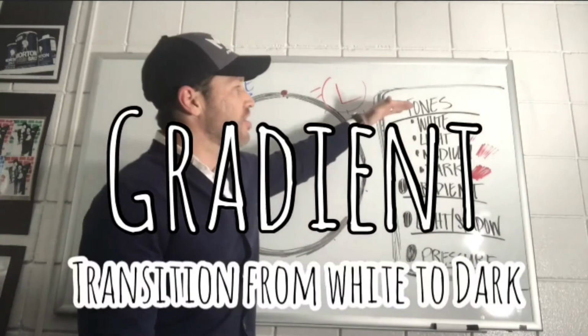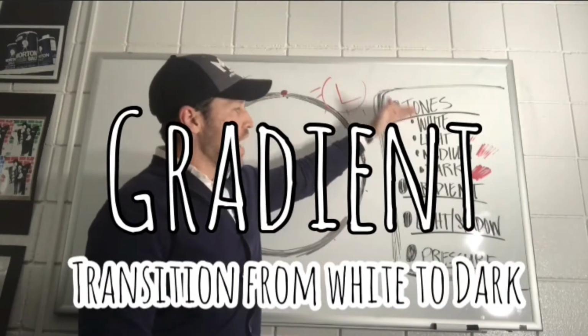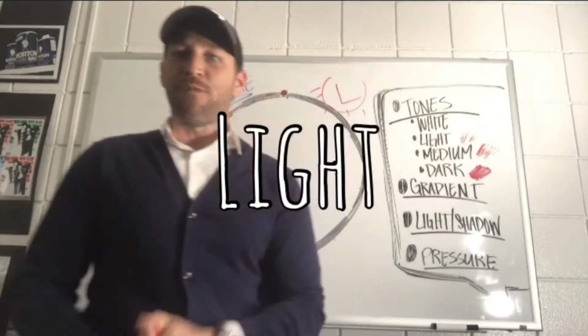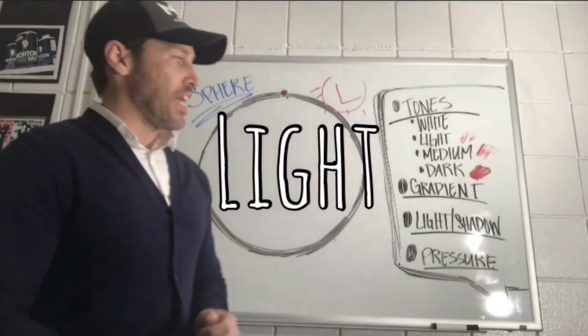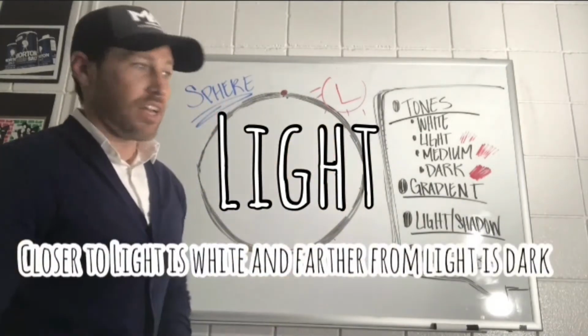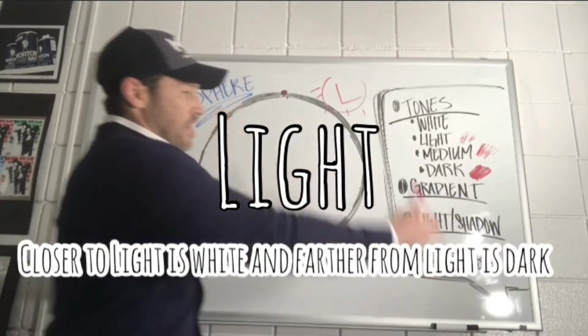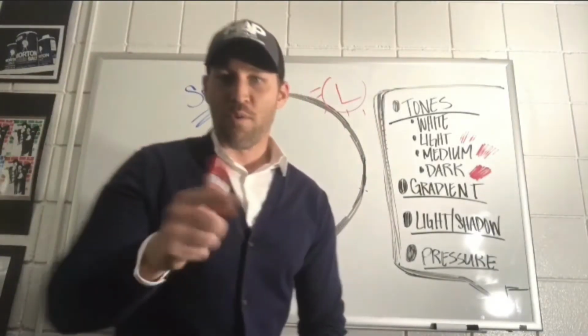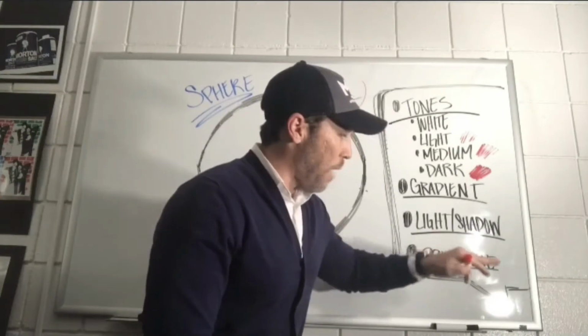Next is gradient. That talks about the transitioning from white to dark. Also, that is created by light. Light is a key factor whenever you are shading. So anything closest to the light is white. Anything furthest is dark.